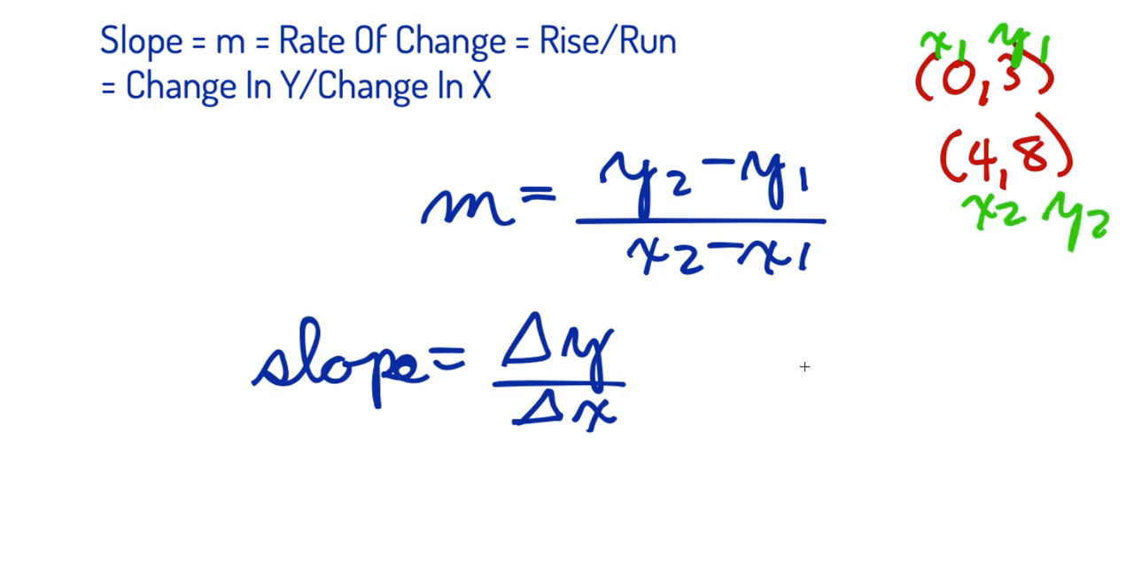So to find the slope of this particular line going through these 2 points, remember, it's y2 minus y1. That would be 8 minus 3 on top. And the bottom, it would be 4 minus 0.